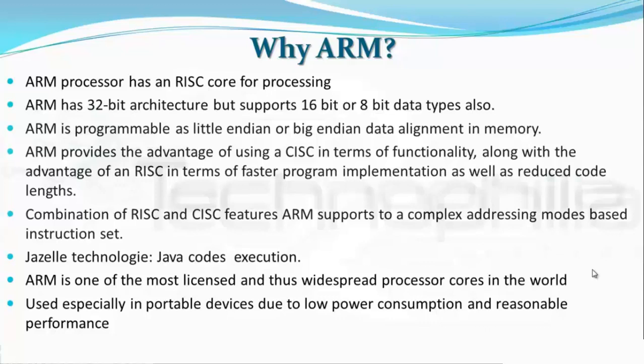So it gives platform developers the freedom to run Java applications alongside established OS, middleware and application code, all on a single processor. ARM is the most widely used processor core in the world due to its low power consumption and reasonable performance.